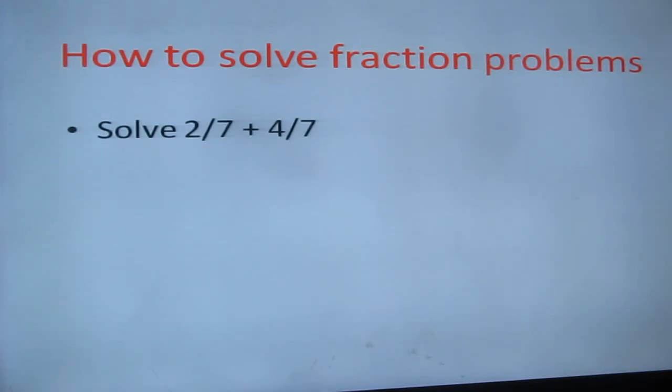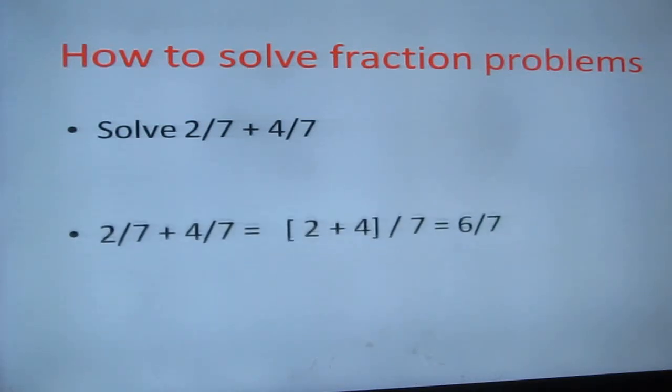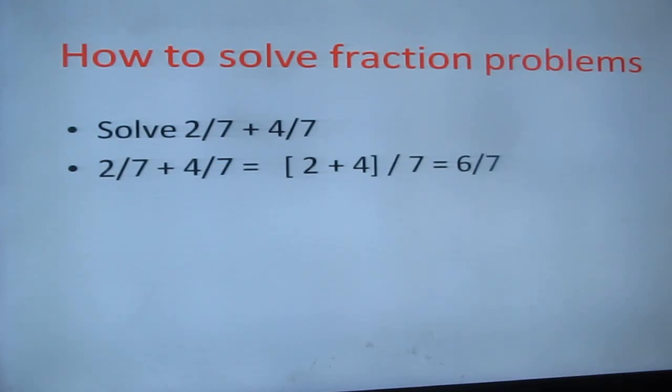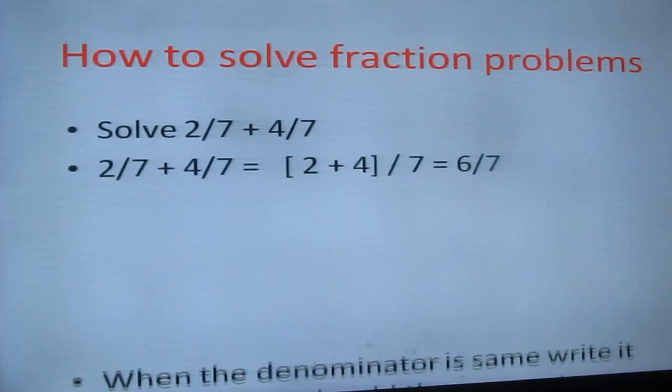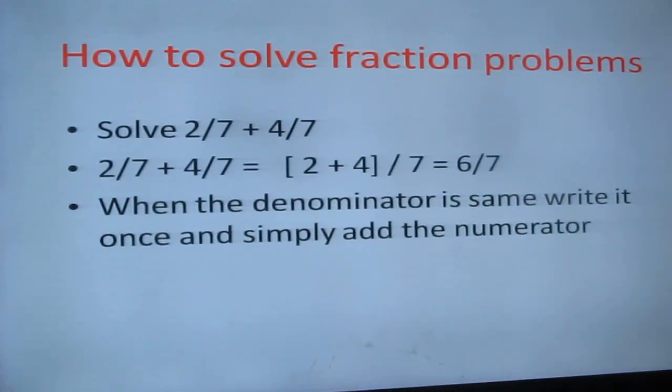So 7 should be written only once. The numerators should be added separately. 2 plus 4, 6. So the answer is 6 by 7. So what you have learned here: when the denominator is the same, write it once and simply add the numerators.